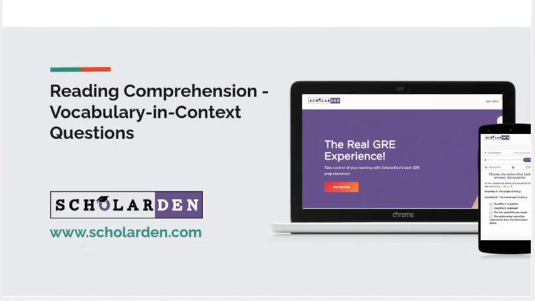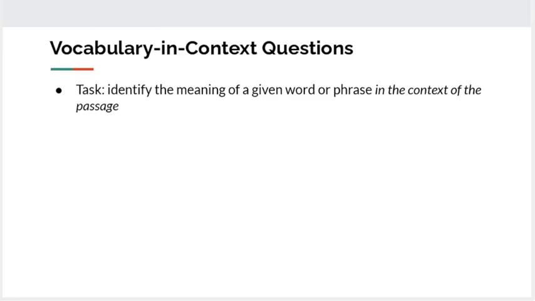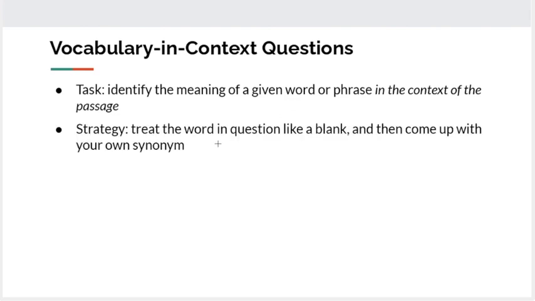So in this video, we'll look at vocabulary in context questions, and this is a question type that has a lot in common with another question type, and that is the text completion question. How is that, you ask? Well, we're trying to identify the meaning of a given word or phrase in the context of the passage, but really in the context of a particular sentence.